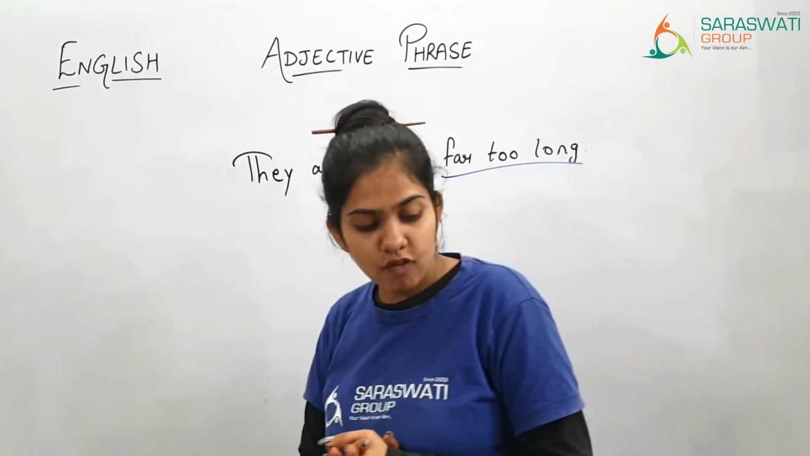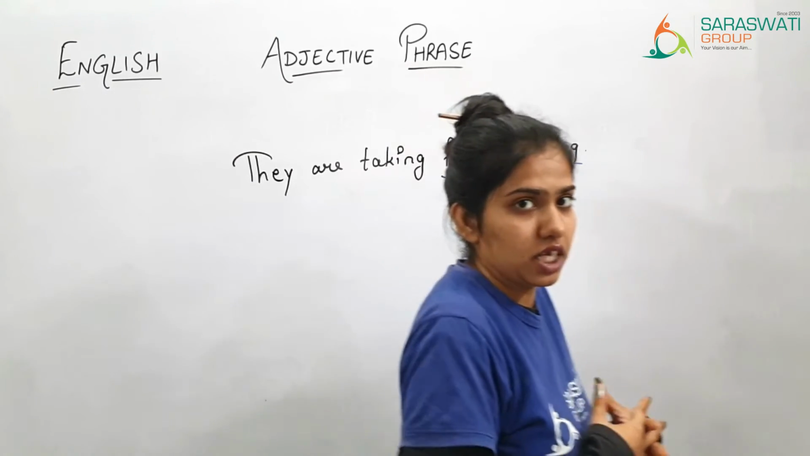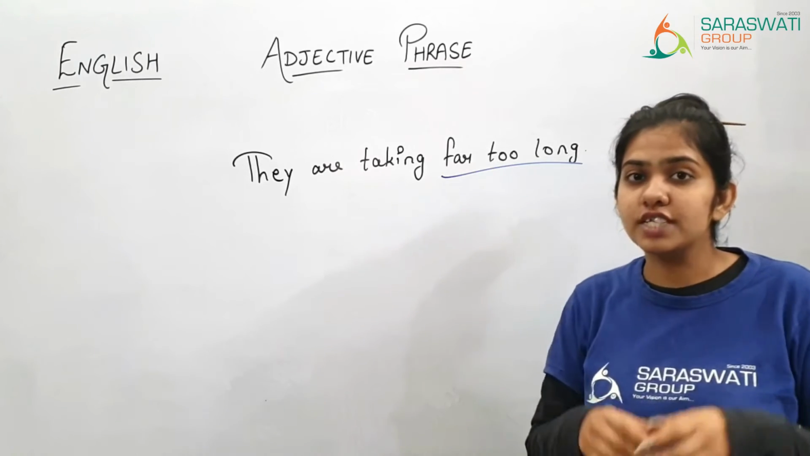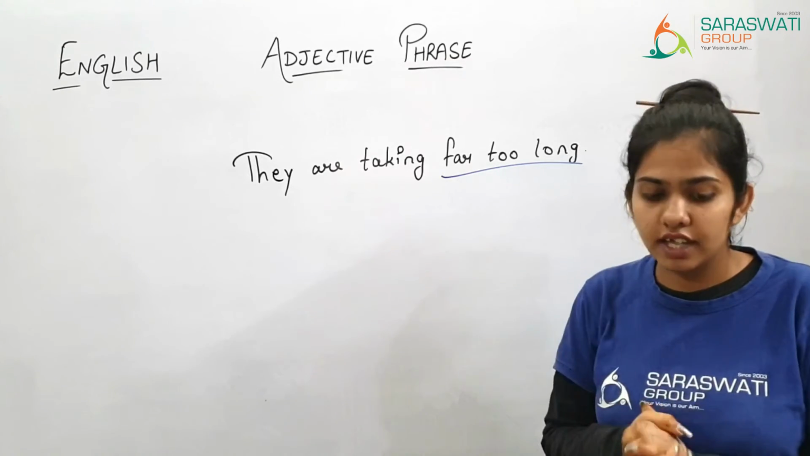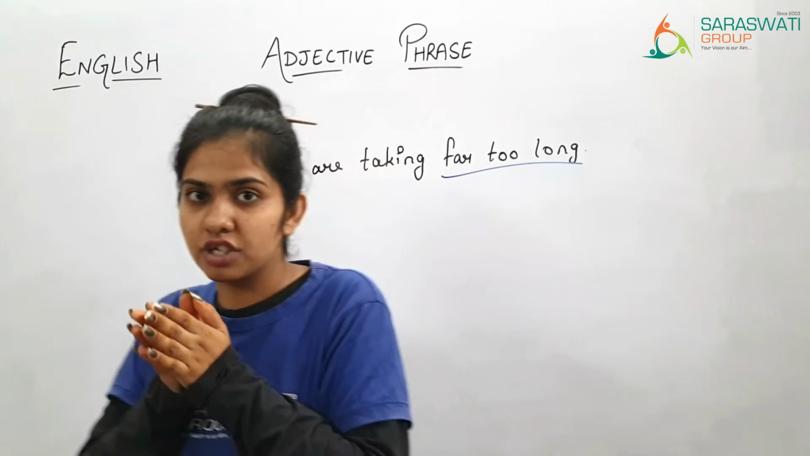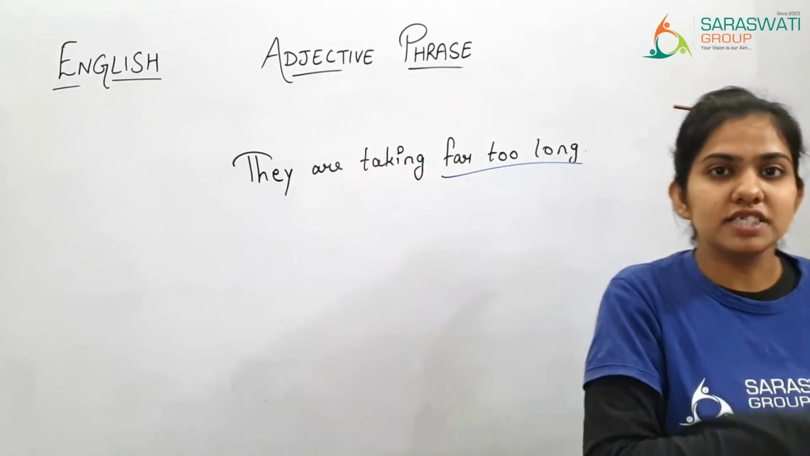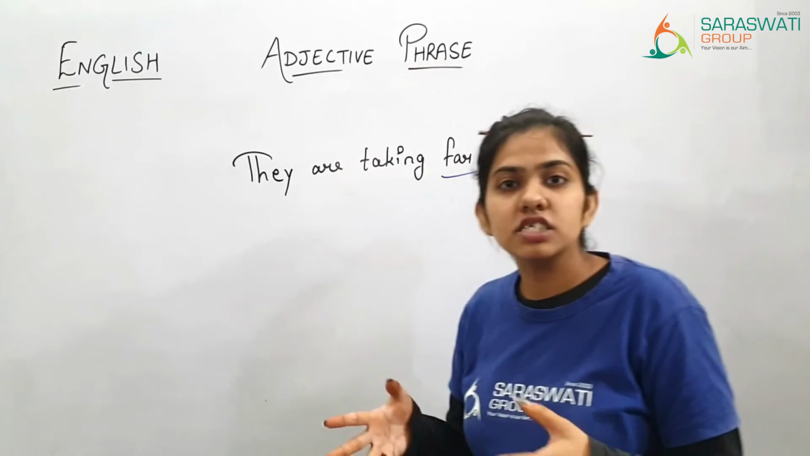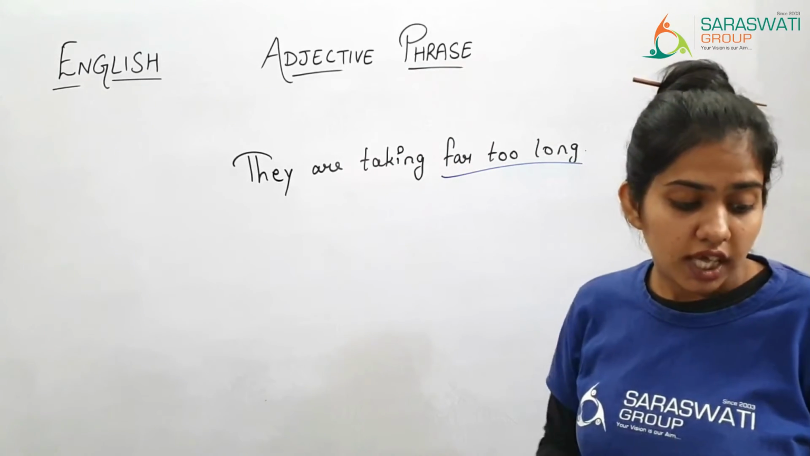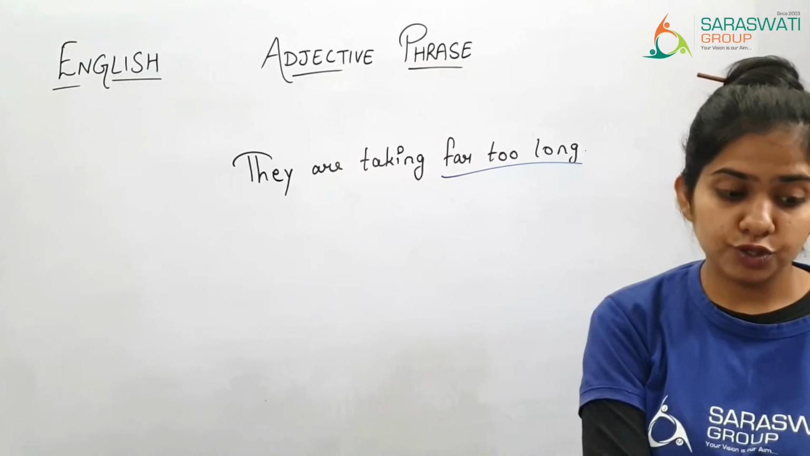Now, I find the pastries in the shop very tempting. How are the pastries? Tempting. So, what is the adjective phrase? Very tempting. Now, he is a man of great knowledge. How is the man? Great knowledge. So, what is our adjective phrase? Great knowledge. Right?